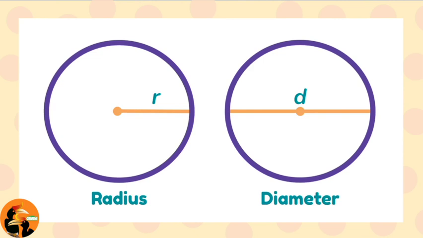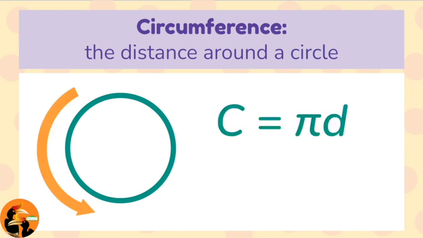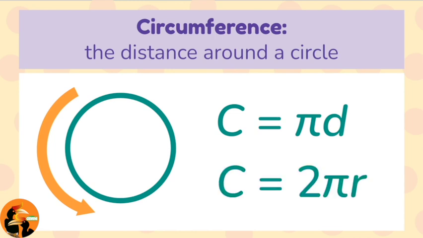It is important to note that the diameter is twice as long as the radius. Therefore, you can find the diameter of a circle by multiplying the radius by 2. The formula to find the circumference, or the distance around a circle, is pi times the diameter. Remember, the diameter is equal to twice the radius. So we could also write this formula as c equals 2 pi r.